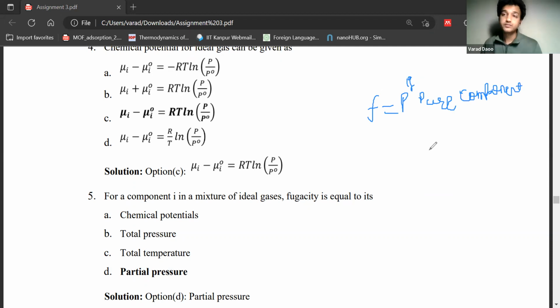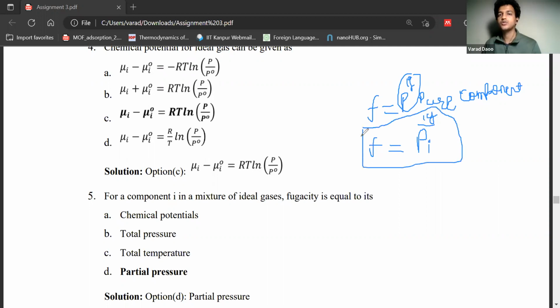But when you have a mixture of ideal gases, in that case, the pressure of each component is nothing but its partial pressure. So the pressure has been replaced by partial pressure, right? But as it is an ideal gas, it has to be like this. Hence, this is also a conceptual question. Fugacity is equal to partial pressure, right? Option D.